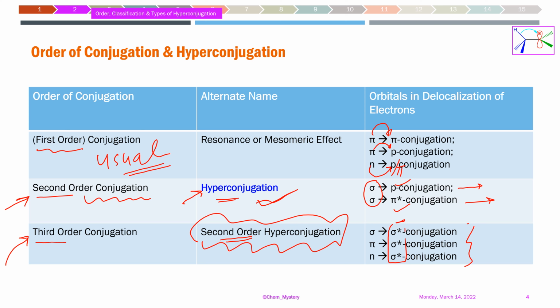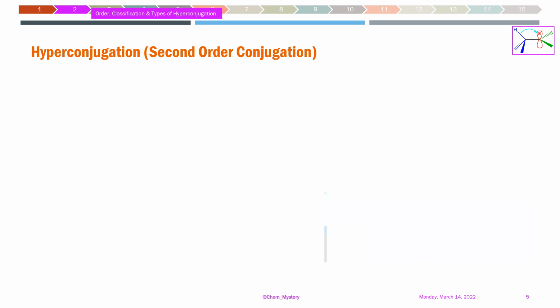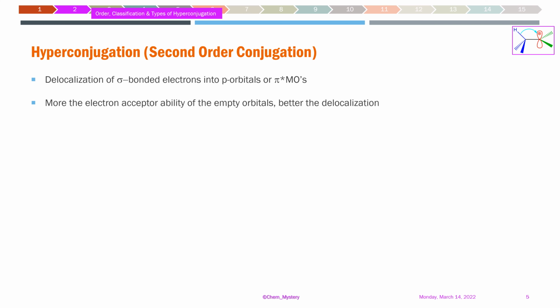Then here we have what we understand as second order conjugation. Hyperconjugation, as we have been seeing in the introduction, is where the sigma bonded electrons which are present are going to be delocalized into the p orbital or pi star molecular orbital. This kind of conjugation, when sigma bonded electrons are being delocalized, is going to be the second order conjugation or hyperconjugation.